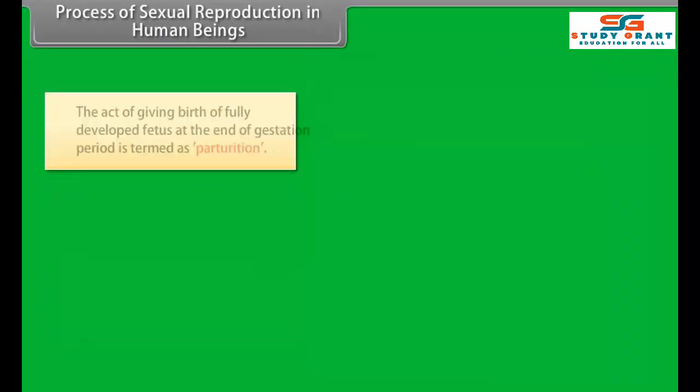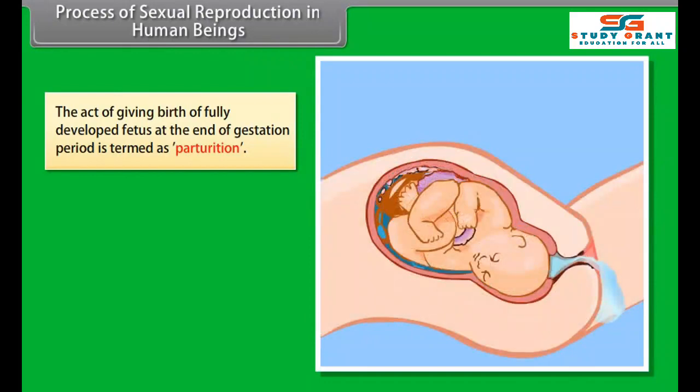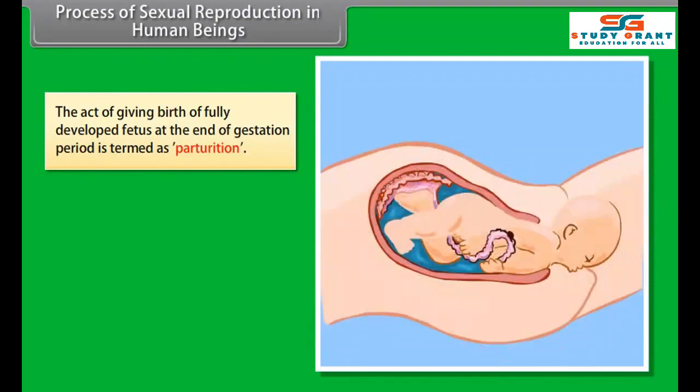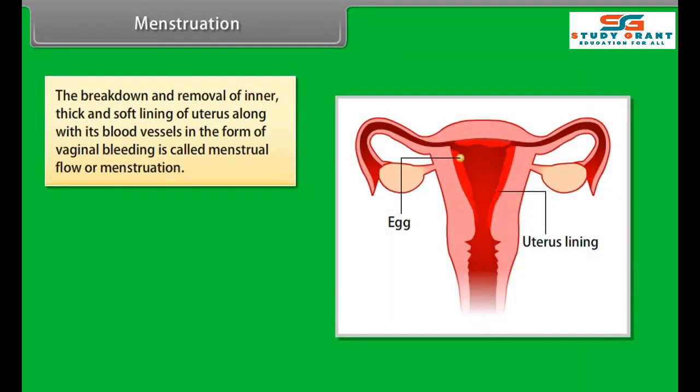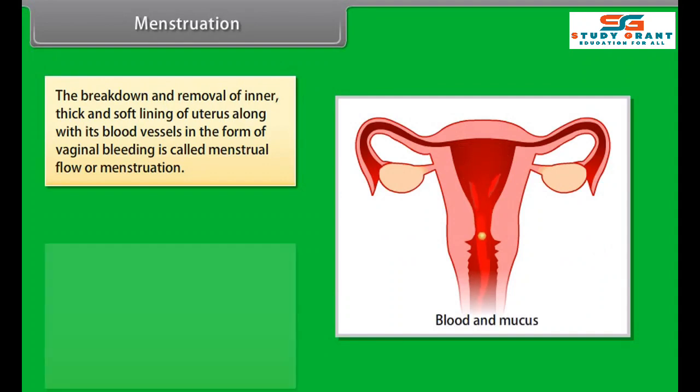Process of sexual reproduction in human beings. The male gametes or sperms are highly active and mobile, and move up through the cervix into the uterus and then pass into the fallopian tubes. In the fallopian tube, only one sperm fertilizes the ovum to form a zygote. This is called fertilization. It occurs only if sperm enters the fallopian tube during the ovulatory period.